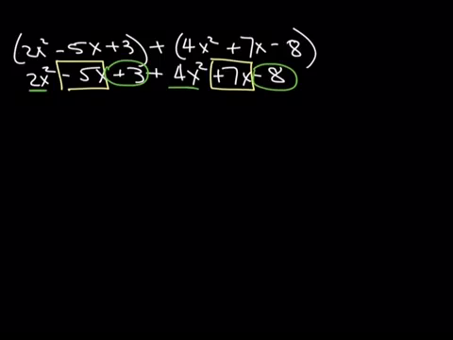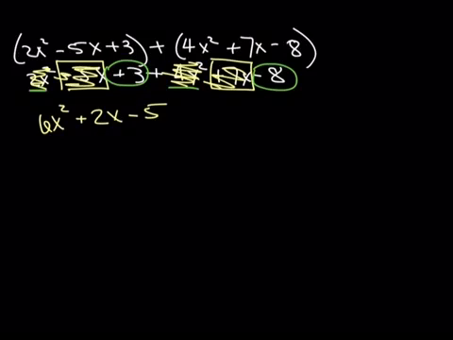Okay, so now I know I'm just going to combine what's underlined in green. And remember, when you add like terms, just the numbers are added. The x squared doesn't change at all. So that's done, and that's done. Now we'll do the negative 5x plus the 7x, and we get plus 2x. And those are done. Those are done.